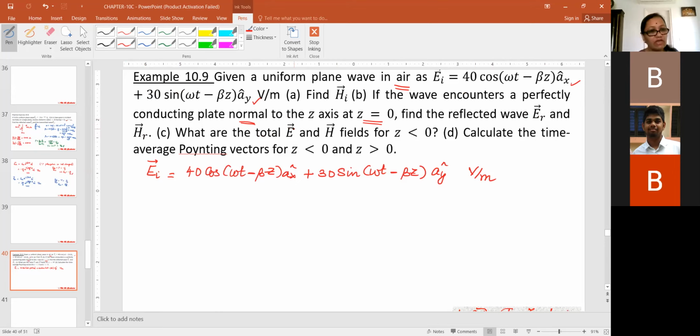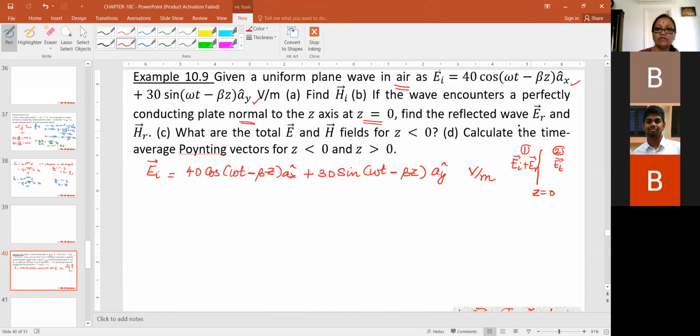What's the meaning of total electric field? Total electric field means total electric field for z less than 0. What does this mean? Total electric field and magnetic field for z less than 0, that means on this side. So the total electric field will be E incident plus E reflected, and the total magnetic field, similarly, you can write. If I want the total electric field on side 2, it is the transmitted one.